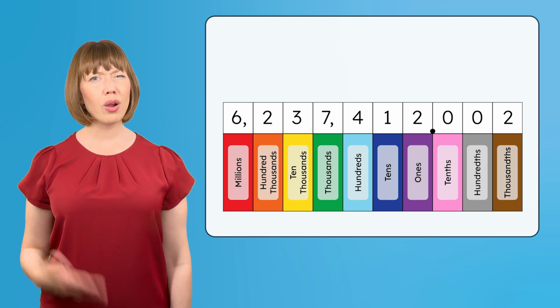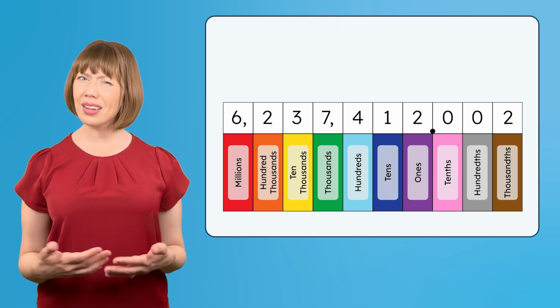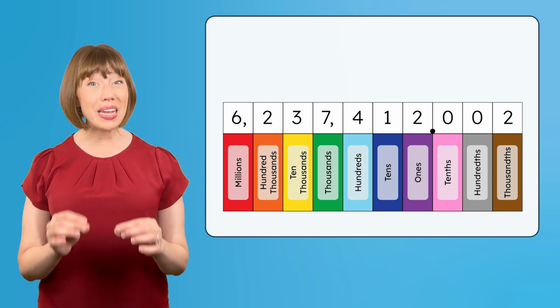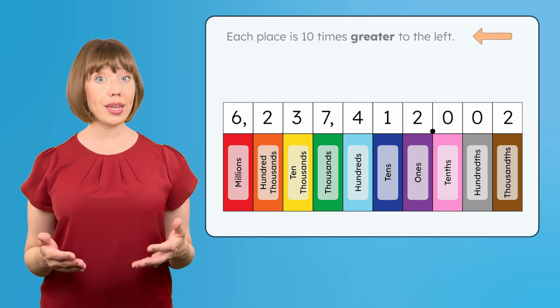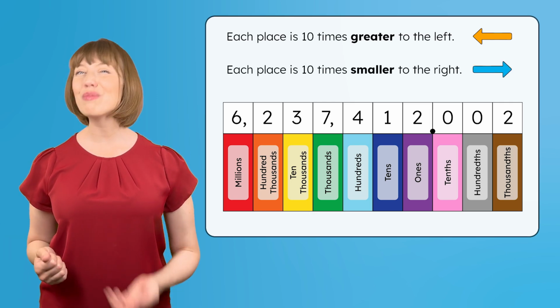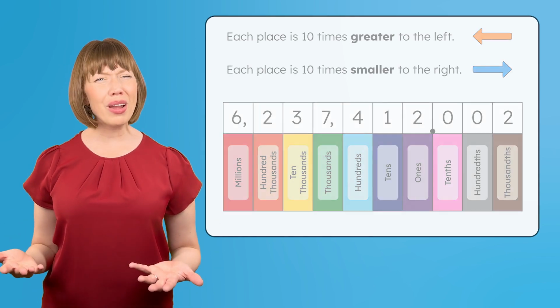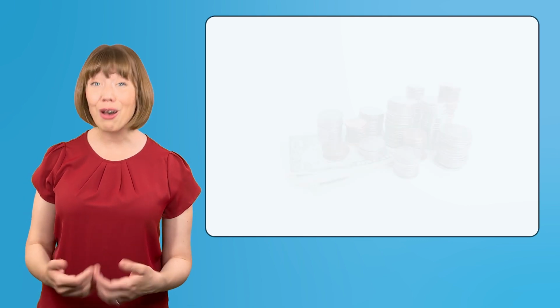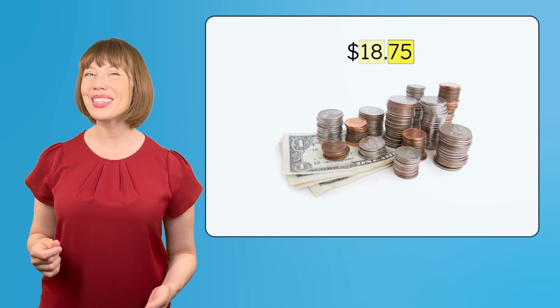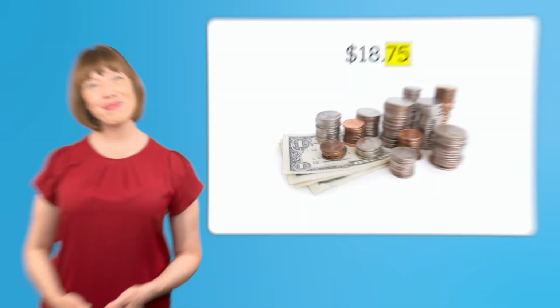So, how are whole numbers and decimals connected? They're part of the same base 10 system. Each place is 10 times greater to the left and 10 times smaller to the right. Where have you seen both whole numbers and decimals used together in real life? I instantly thought of money, with dollars represented as whole numbers and cents represented as decimals.